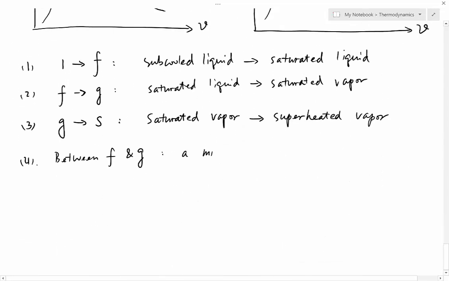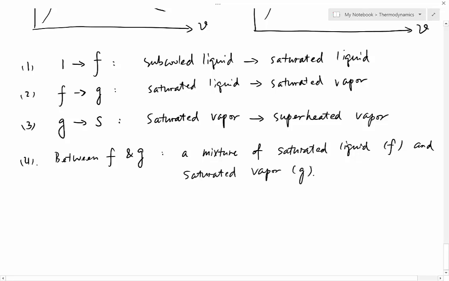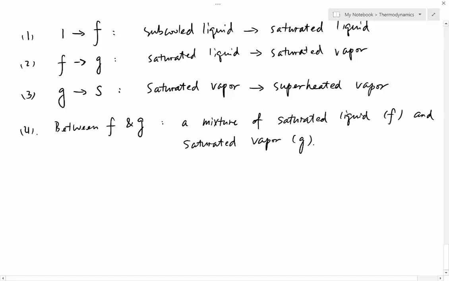It's a mixture of saturated liquid, point F, and saturated vapor, point G. Okay, if we have a mixture, usually what do we need? We need to know how much each component takes up. So for example, in air, we know it's a mixture of oxygen and nitrogen. We know the percentage. Oxygen takes up 20%, while nitrogen takes up 80%.